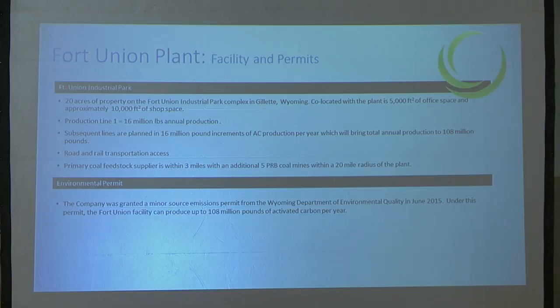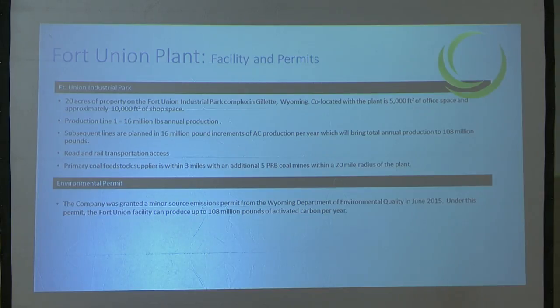Our primary coal feedstock supplier is Eagle Butte. They're 3 miles away from our plant, and we have an additional 5 Powder River Basin coal mines within a 20-mile radius of the plant. That's the reason that we're in Gillette, because of our access to coal. Coal is our feedstock. It's what we think is the best feedstock because you don't have to process it.